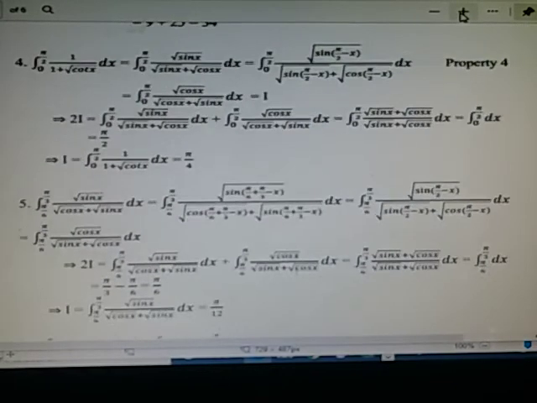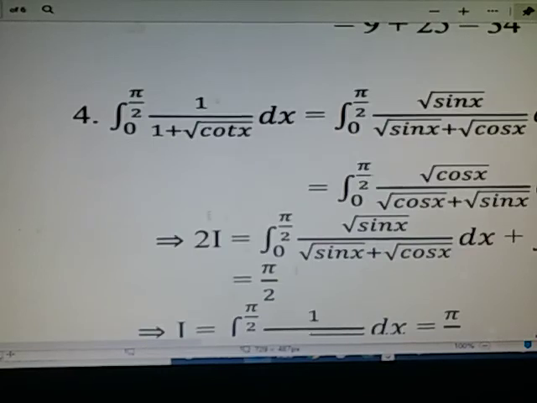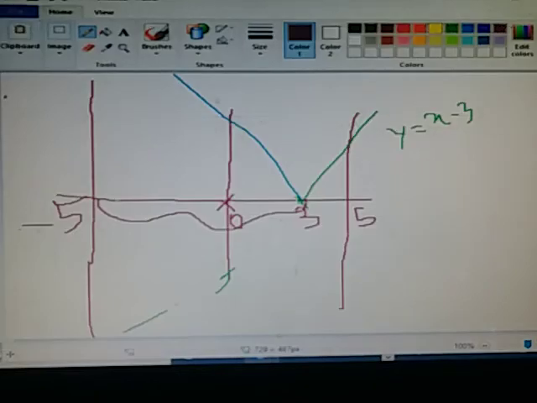So here a is 0, b is pi by 2. Our example is this one. This cot x, we write it as cos x by sin x. So cos x by sin x, and when you simplify this one, it is this one.